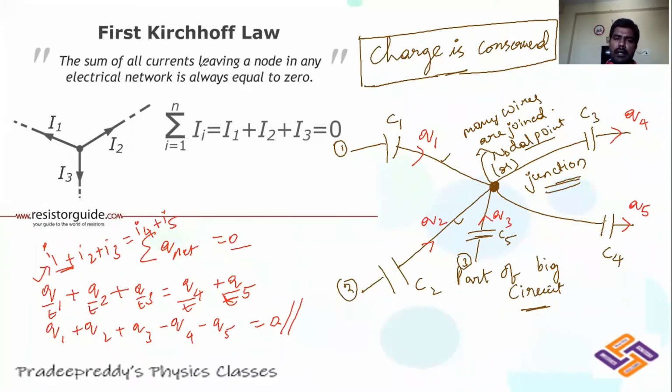And the current law is also a consequence of conservation of charge. What does it state? Net current entering the nodal point is equal to net current leaving the nodal point. So total current coming in will be equal to total current leaving the junction, or net current at the nodal point will be equal to 0. That is, I1 plus I2 plus I3 is equal to 0 in this example. This is a very simple and most important law which we will be using to solve problems. Very complicated circuits can be solved with these Kirchhoff laws.